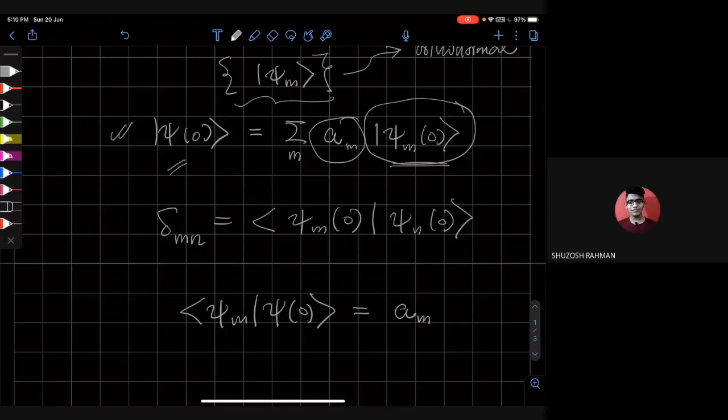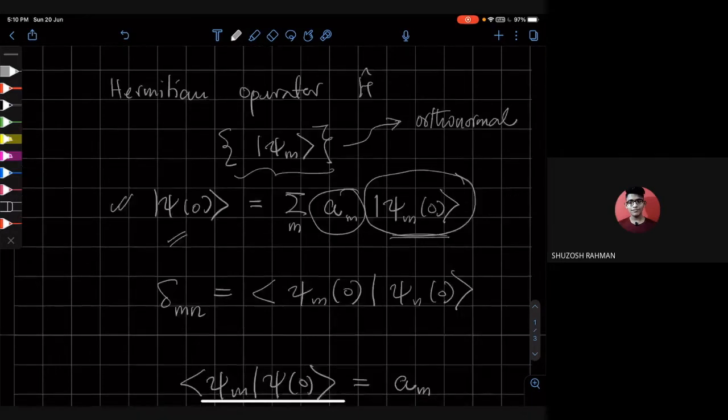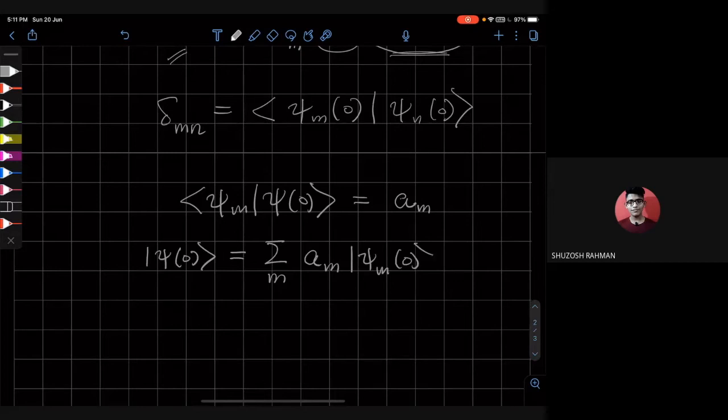Now suppose that we have solved this equation for a particular time, say t equals 0. So we know psi at time t equals 0, it is a linear combination of the psi m at 0. And if this solves the Schrodinger equation, this also solves the Schrodinger equation. Why? Linearity of the Schrodinger equation. Because it's a linear equation, right?